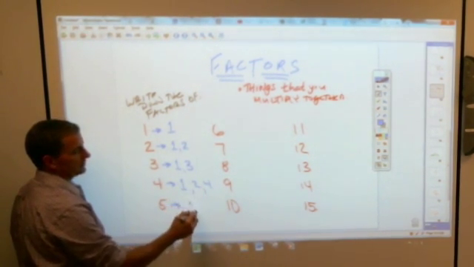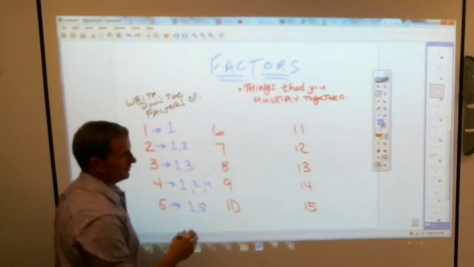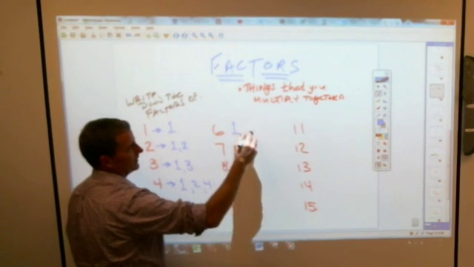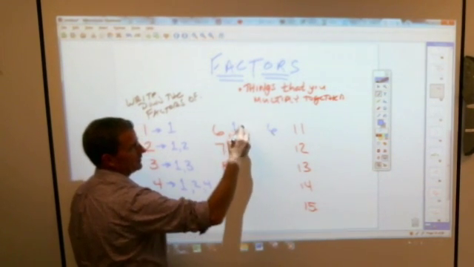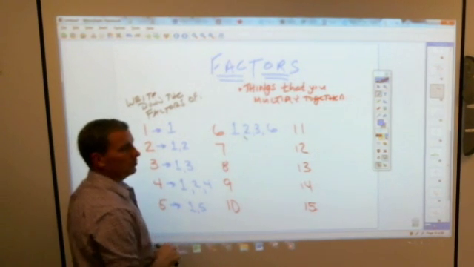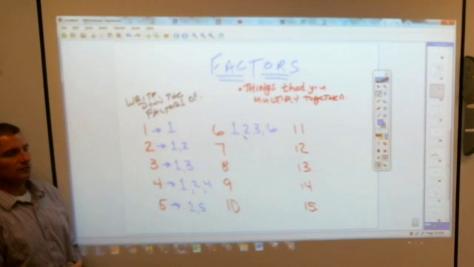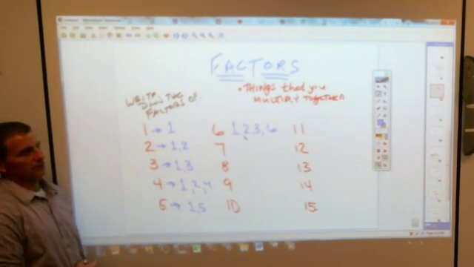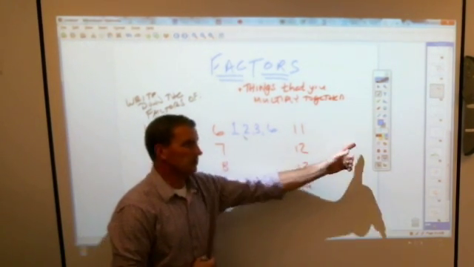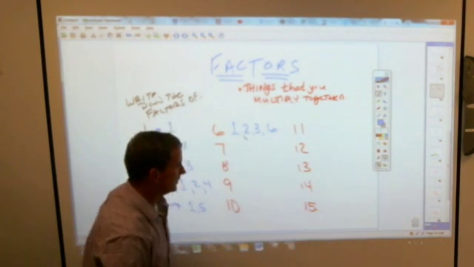5, again, is just 1 and 5. 6, here we go to start some of those things. 1 times 6, put that down, and then 2 times 3. Please put them in order, and please put them down in pairs. I will tell you without a shadow of a doubt that some of you are going to get these wrong because you'll forget, you'll put the 1 down, but you won't put the 12, or you'll put the 2 down, but you won't put the 6.